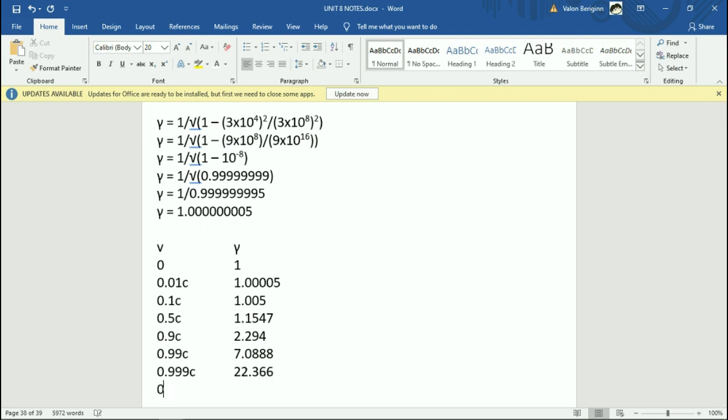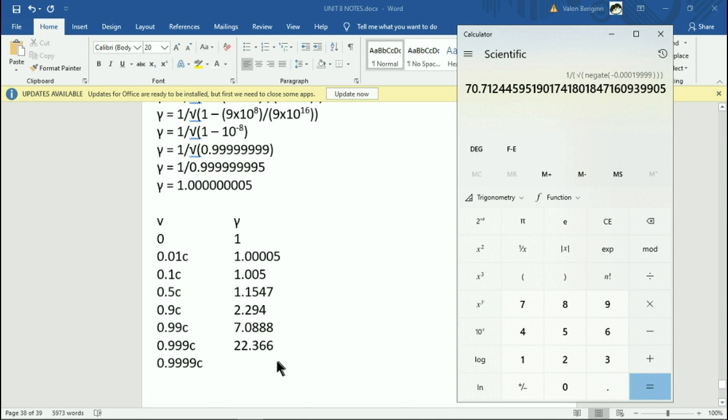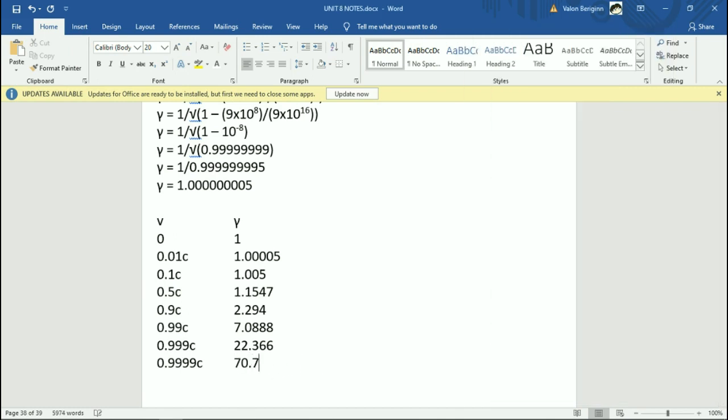And I'll do one more. 0.9999c. Squared, 1 minus that, then square root, inverse. 70.712. Now, what if we are at the speed of light? What if we are at c?